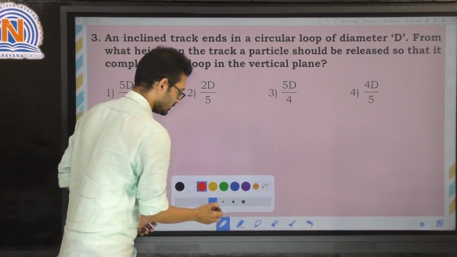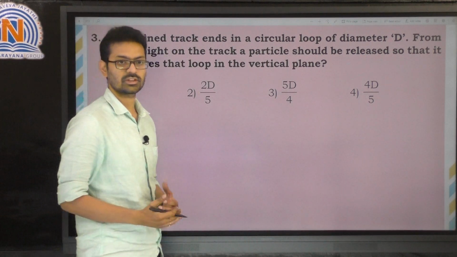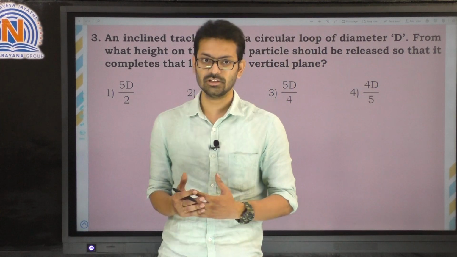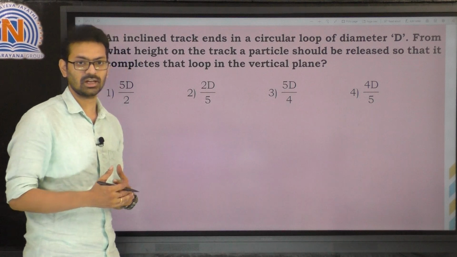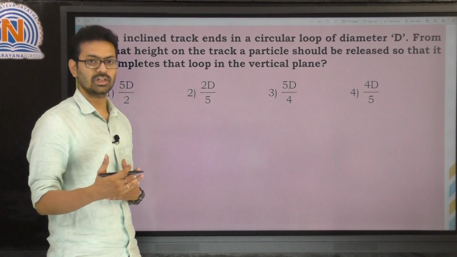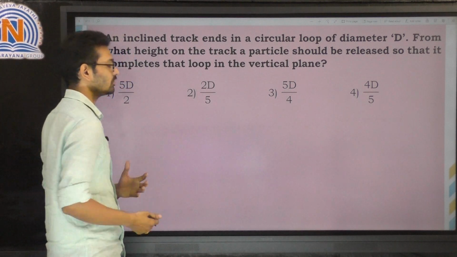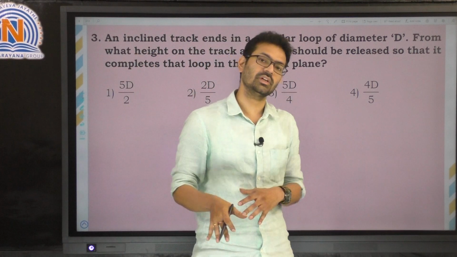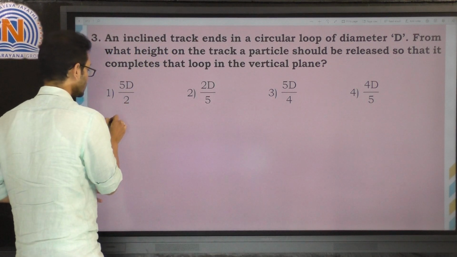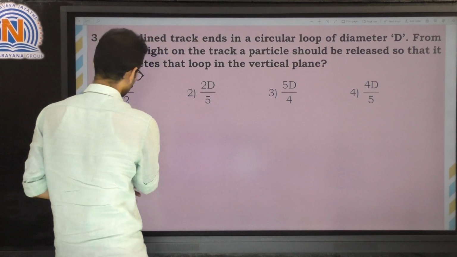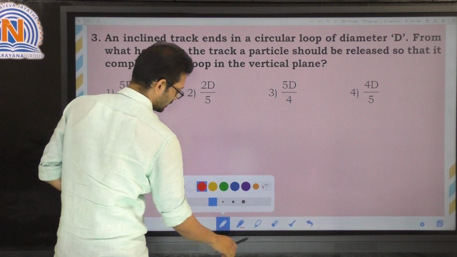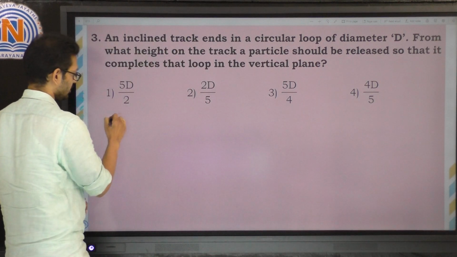Coming to this question: an inclined track ends in a circular loop of diameter d. From what height on the track should a particle be released so that it completes the loop in a vertical plane? When you need to complete a loop in a vertical plane, your velocity at the lowest point should be equal to root 5gr.